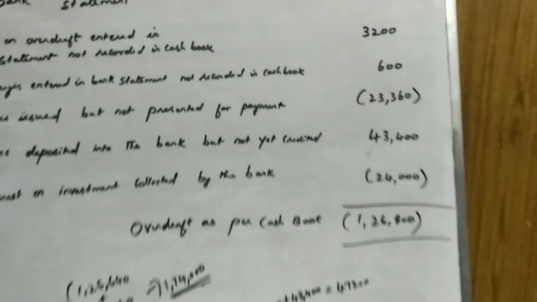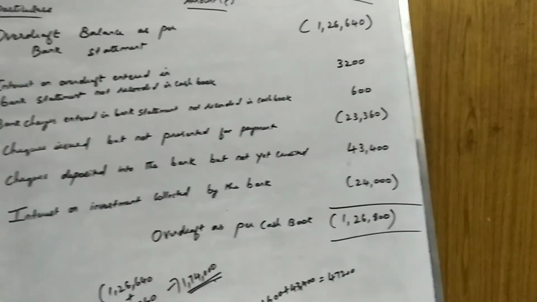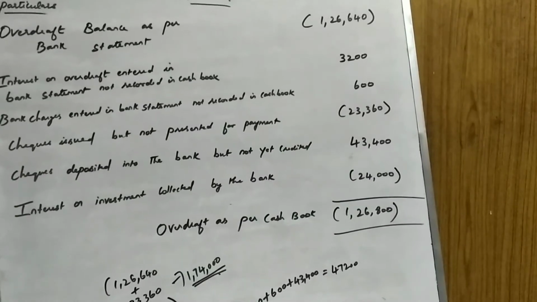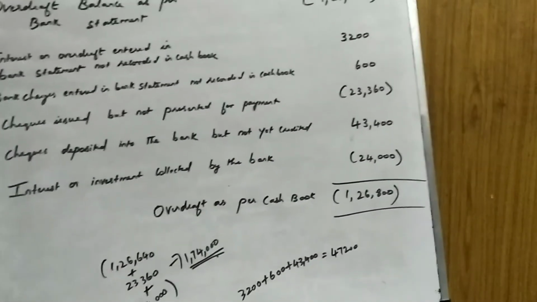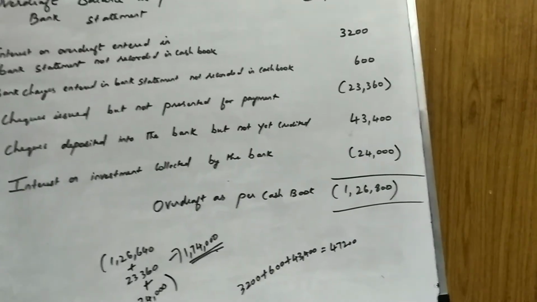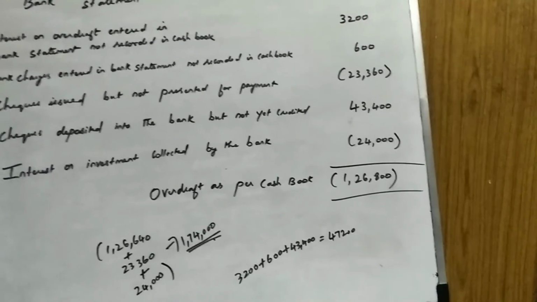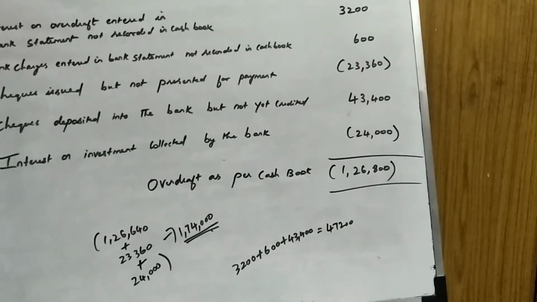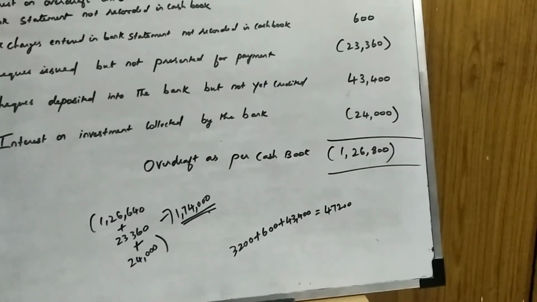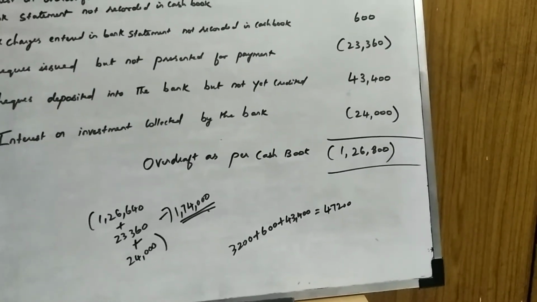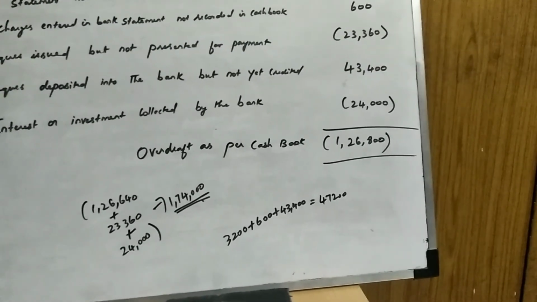Able to understand this? Logic is the same. We are putting all the negative balances within the bracket and positive ones without the bracket. And then we will just total all those negative balances together and all the positive ones together and then make a comparison. In this case, the negative balance total is more than the positive. So we are getting an unfavorable balance. That is the overdraft balance as per cash book. Able to understand this?